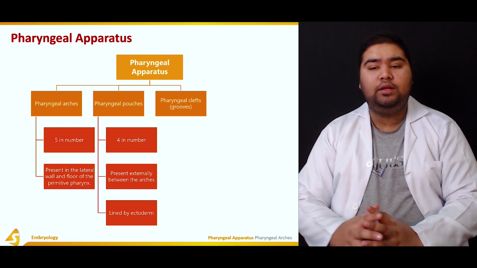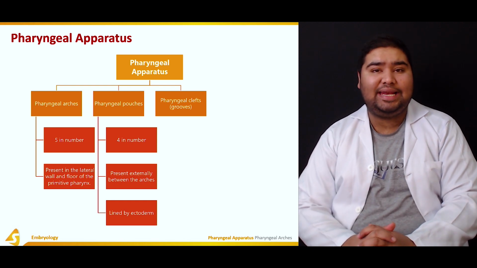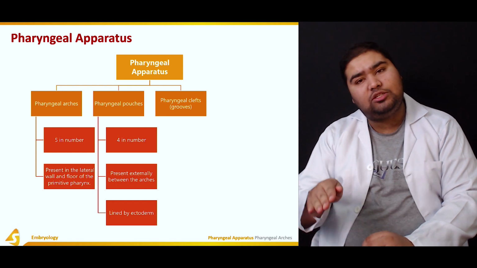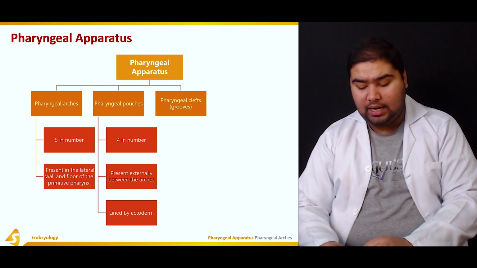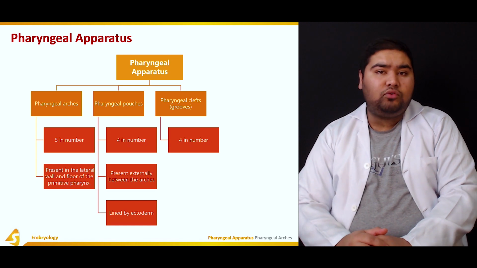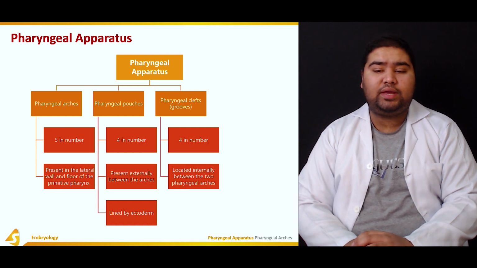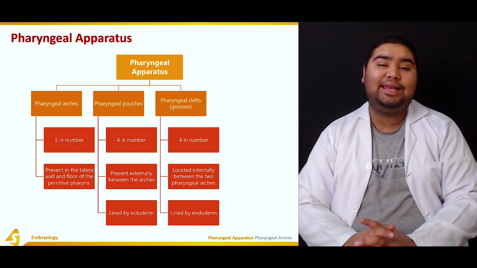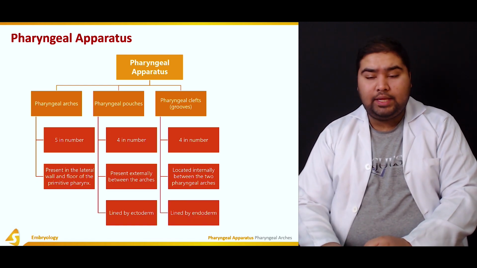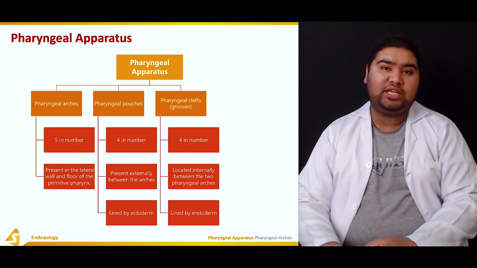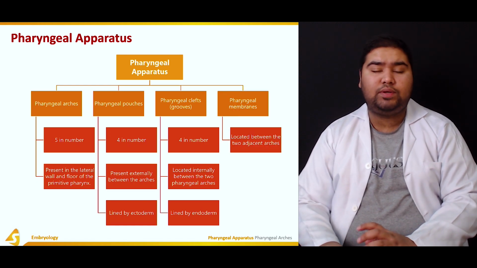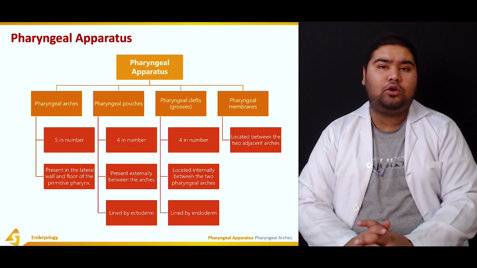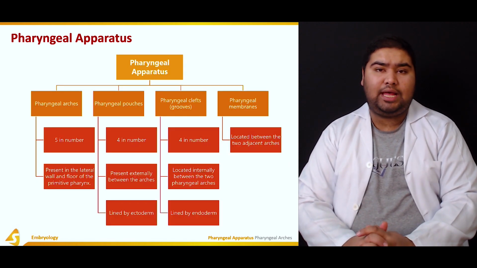Moving on, we have the pharyngeal clefts. Clefts lie to the inside of the pharyngeal arches. They are also 4 in number. They are located internally between the two pharyngeal arches and they are lined by endoderm. And the last component is the pharyngeal membrane. It is located between the two adjacent arches. So these are the components of the pharyngeal apparatus.